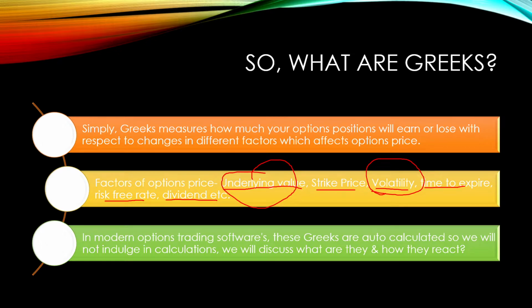One can ask how these option Greeks are calculated. Basically, we will not indulge in the mathematics. In all the modern option trading software, these Greeks are auto calculated and available to us. So we don't need to boil down into the mathematics of how they are calculated, the integration and the derivatives. We just need to discuss what they are and how they react to different market situations.